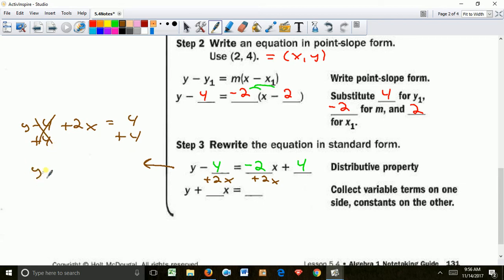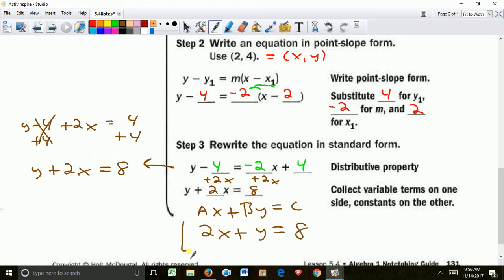And now we get y plus 2x is equal to 8. And then you want to have this in the form ax plus by is equal to c. So you want to write this 2x plus 1y is equal to 8. So there's the equation in standard form.